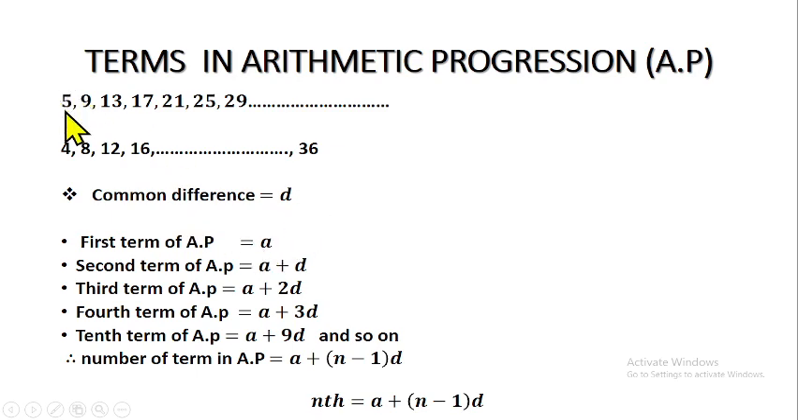Then the first term here, which is represented by what? A. So that means A is equal to what? 5 here. A is also equal to what? 4 here. Do you understand that now?